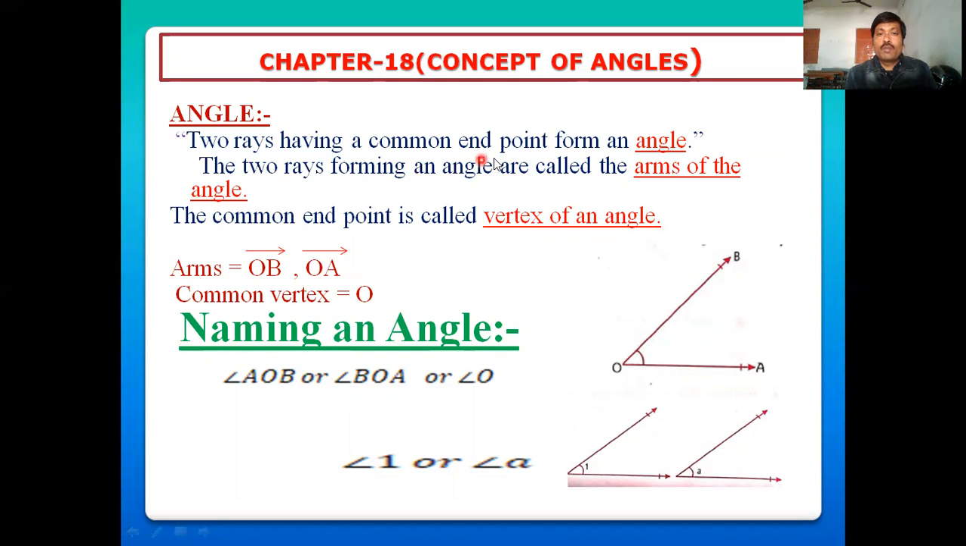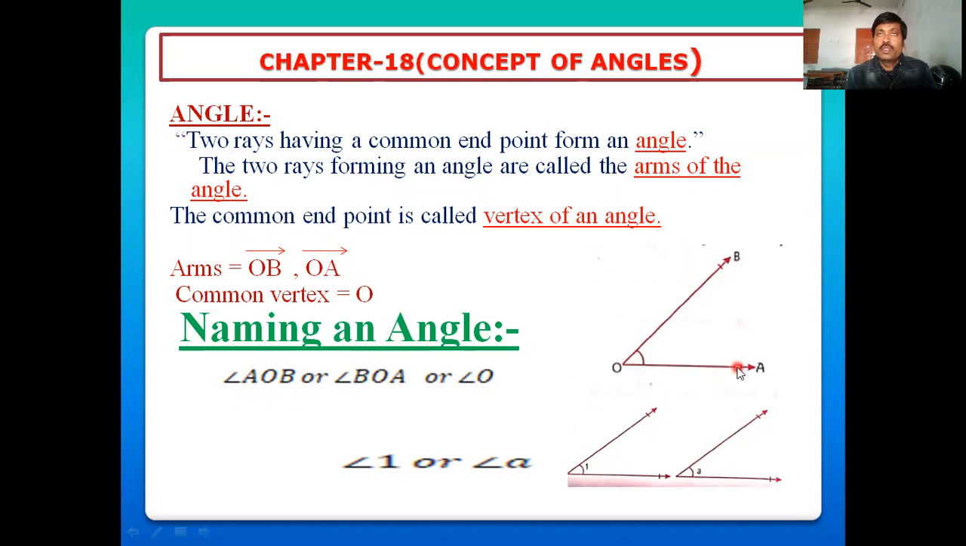Two rays having a common endpoint form an angle. The two rays forming an angle are called the arms of the angle. The arm is used to form an angle, and where the two arms meet each other is called the vertex of an angle. According to the definition, two rays having a common endpoint. Here, OB and OA are the two rays.